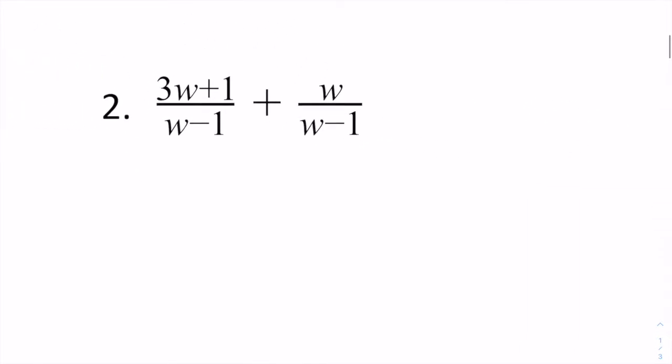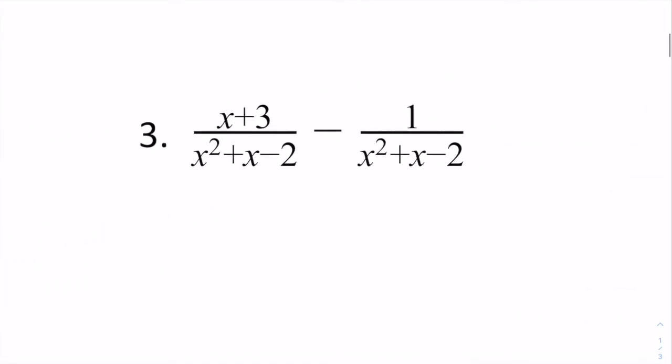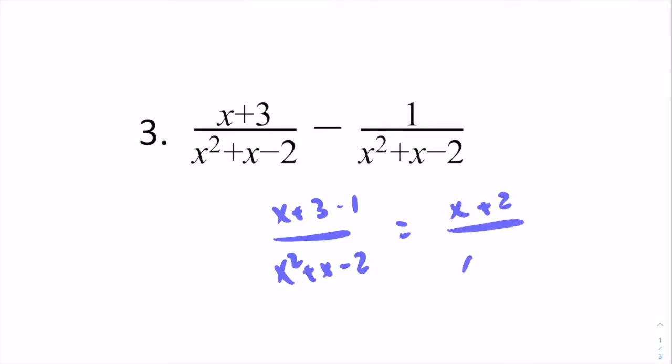Common denominators as well. So I have 3w plus 1 plus w over w minus 1. Combine like terms, you get 4w plus 1 over w minus 1. Next one, they have common denominators, so it looks like just x plus 3 minus 1 over x squared plus x minus 2. So you get x plus 2 over x squared plus x minus 2.